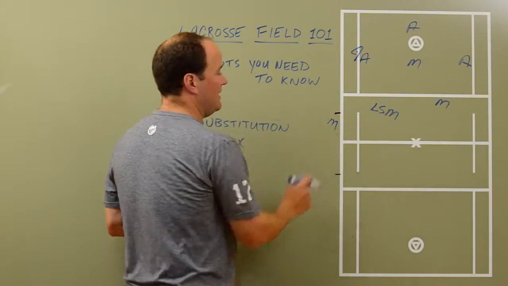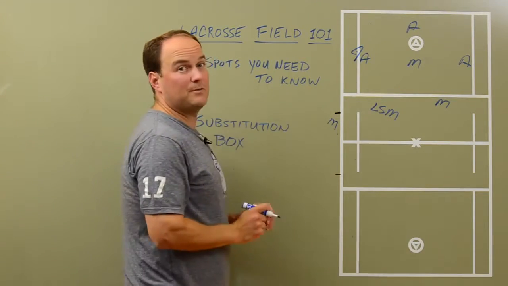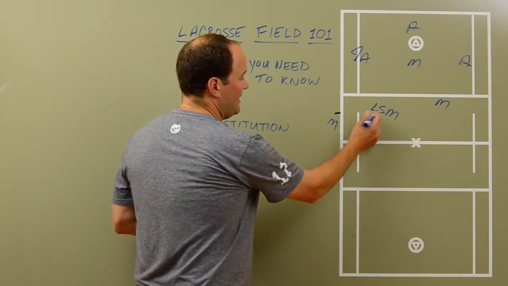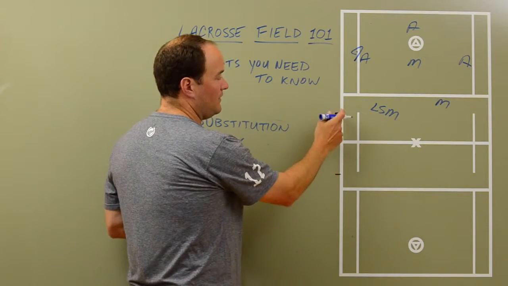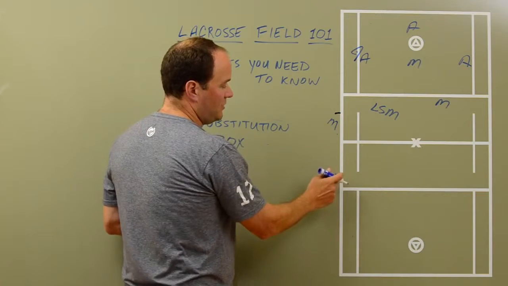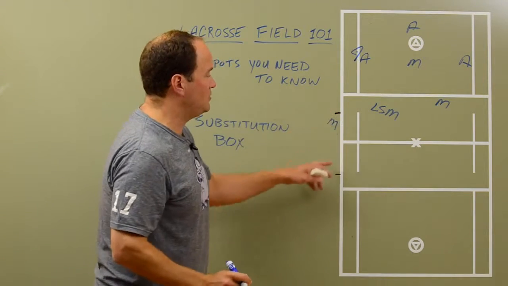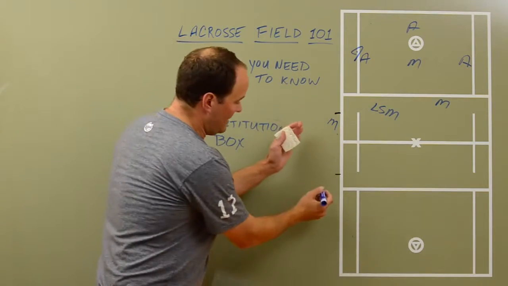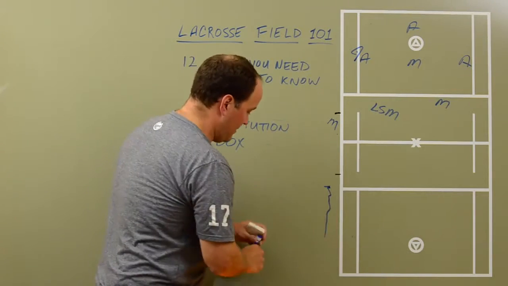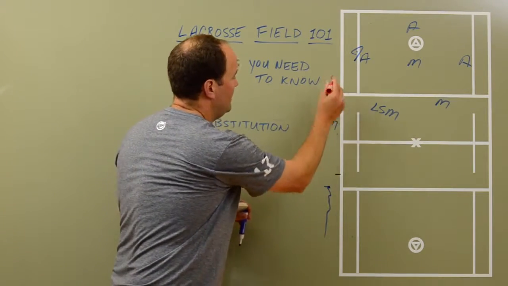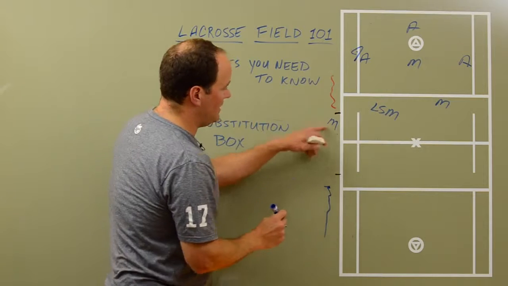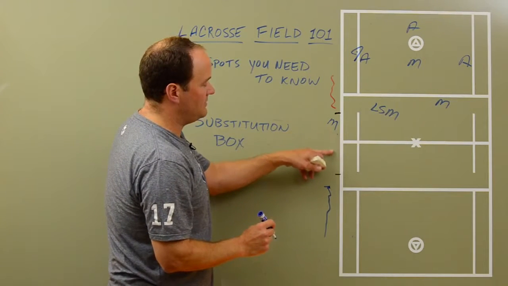So let's say the long stick midi needs to get out and we need to get our best dodging midi in the game. So the long stick midi can exit the field anywhere between these 2 hashes here. Okay, and the substitution box is only on the one side. We might have the blue bench here. We might have the red bench down here. Okay, and you can go on either half of the field while you're substituting.